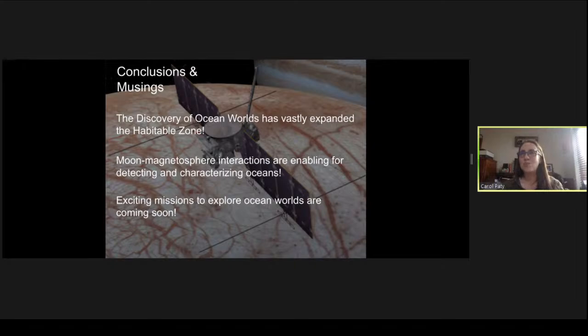Basically, the discovery of ocean worlds has vastly expanded the habitable zone from this kind of paltry little band in orbital space around a star that, like Goldilocks, is not too hot and not too cold, to really being present in so many icy worlds that are orbiting around giant planets throughout the solar system. Moon-magnetosphere interactions are enabling for detecting and characterizing the oceans, and we have some really exciting missions to explore ocean worlds that are coming soon, so stay tuned.